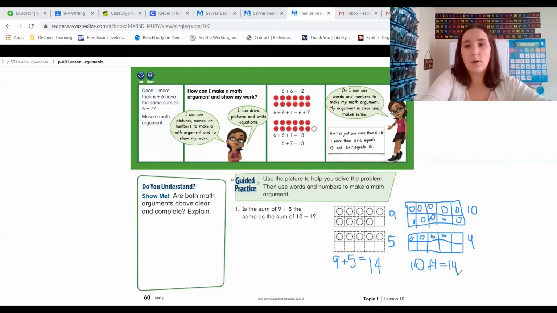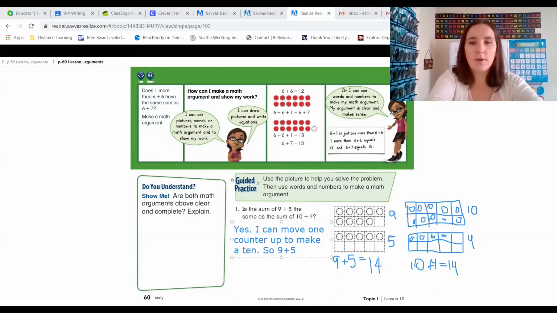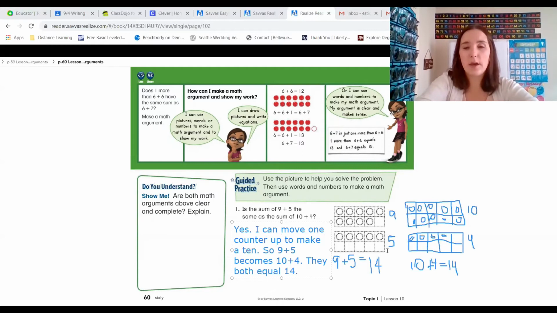So we got the same answer, okay? So now we can explain how we know that the sum of 9 plus 5 is the same as the sum of 10 plus 4. So we can say yes. And one way to explain what we did is to show that if you take one counter from here and you move it up there, look at that, friends. Our pictures are the same, aren't they? So we can say I can move one counter up to make a 10. So 9 plus 5 becomes 10 plus 4. They both equal 14. Okay, so see how we explained how we can show that 9 plus 5 has the same sum as 10 plus 4?